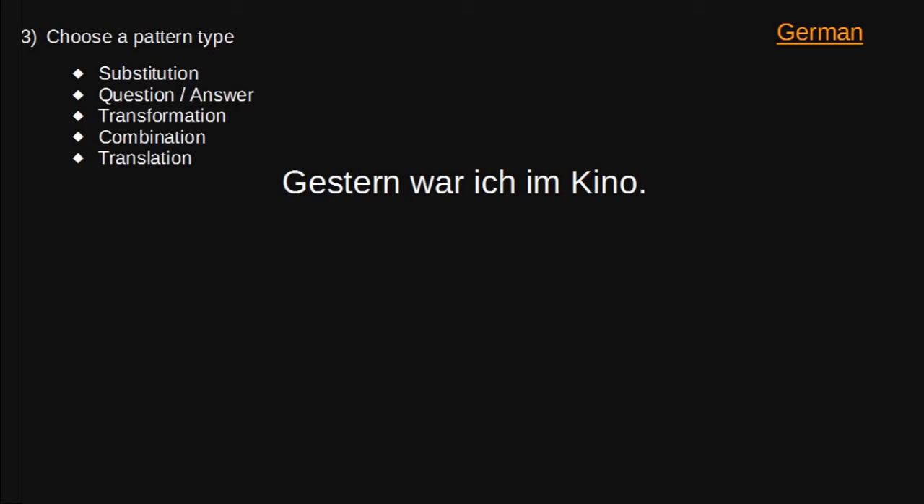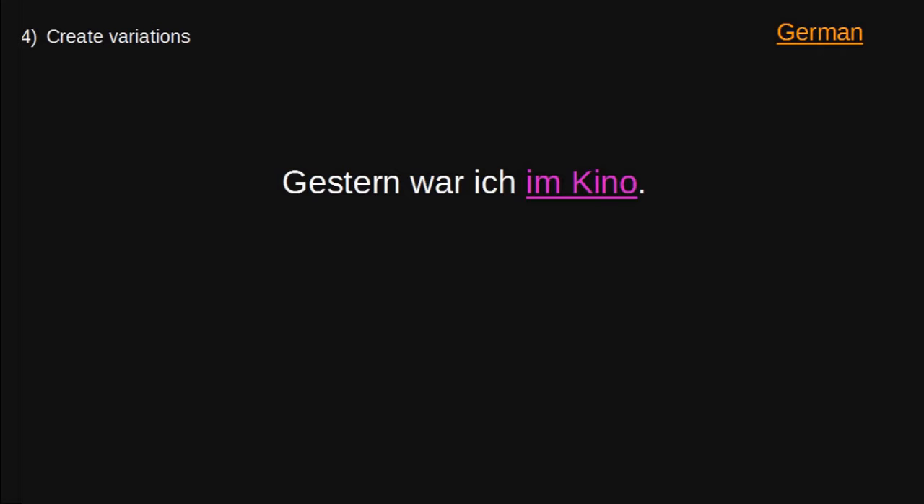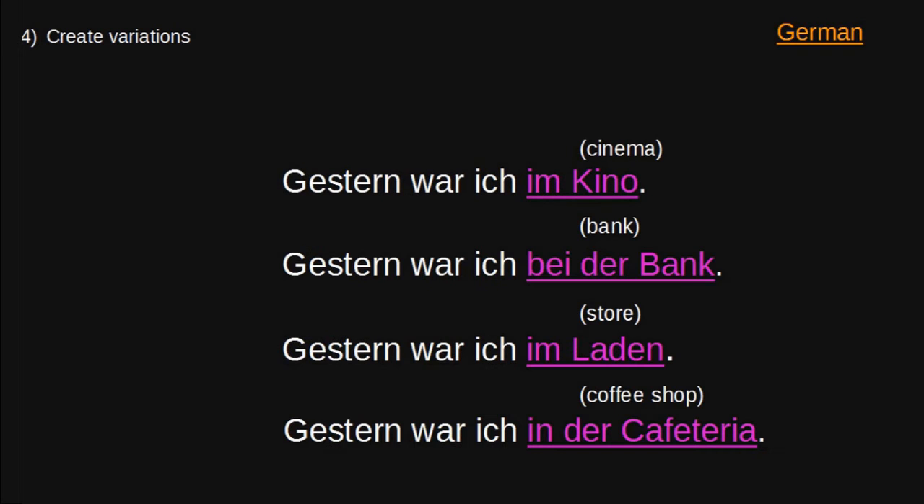If you remember from the last video, we have 5 pattern types here. I'm going to choose substitution again. So I'm going to substitute im Kino, which is at the cinema, with different places. So substitution is my pattern type, and step 4, create variations. Let's create our variations. Here we go.